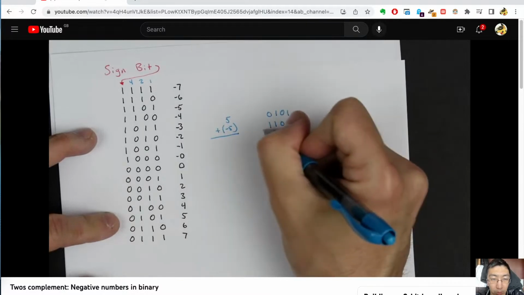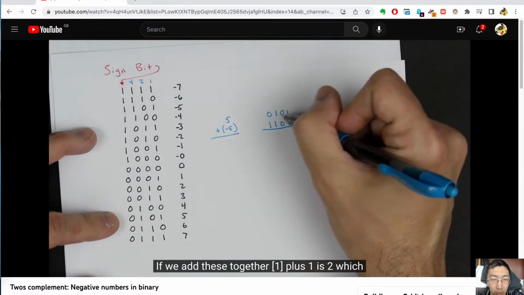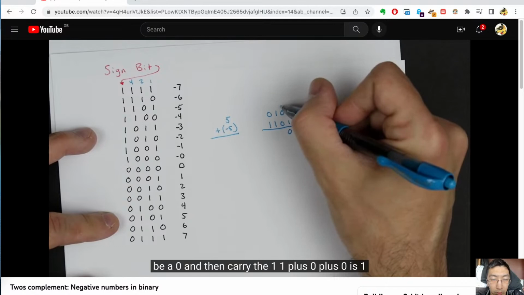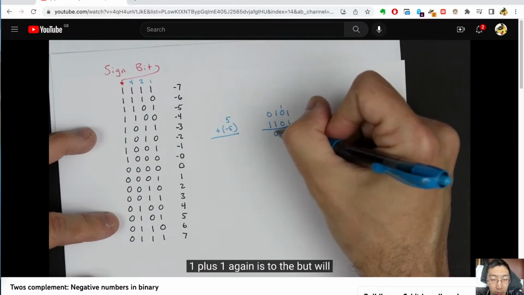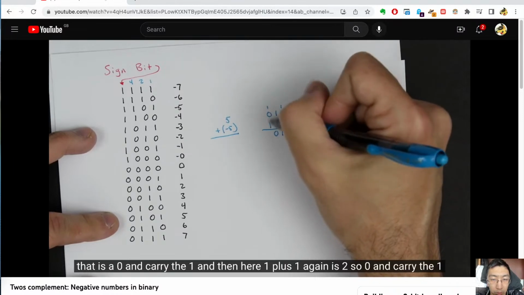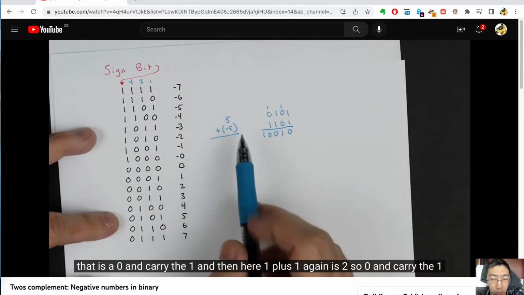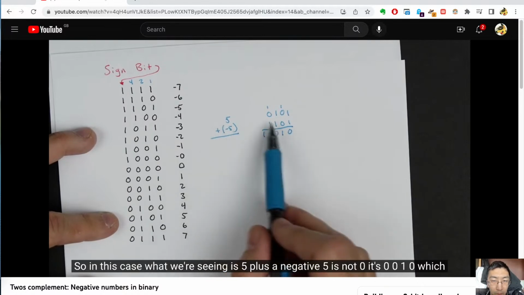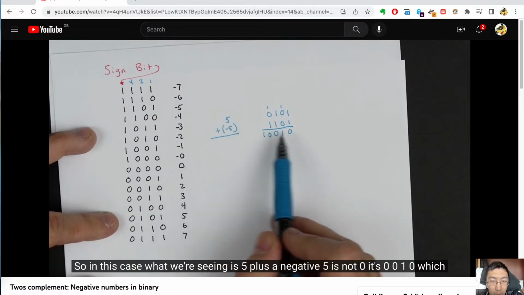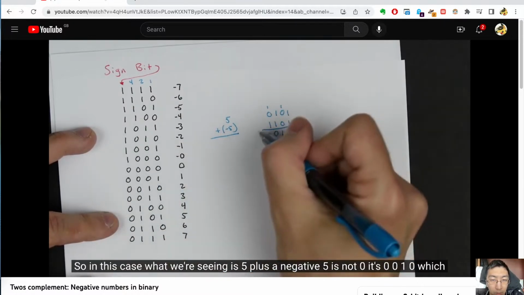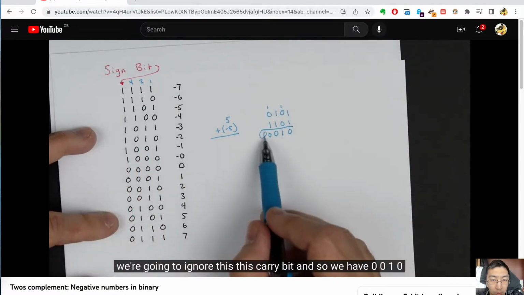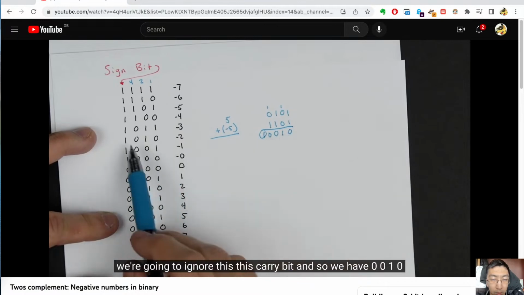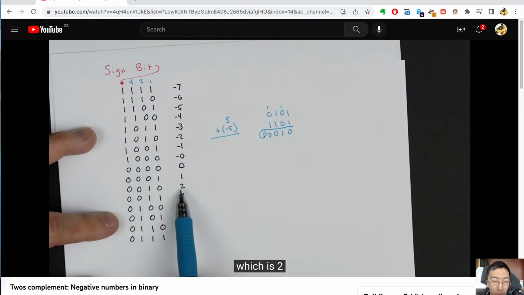If we add these together, 1 plus 1 is 2, which would be a 0 and then carry the 1. 1 plus 0 is 1. 1 plus 1 again is 2, but we'll put that as a 0 and carry the 1. And then here 1 plus 1 again is 2, so a 0 and carry the 1. So in this case, what we're seeing is 5 plus a negative 5 is not 0, it's 0, 0, 1, 0, and we have a carry. So we have a carry coming out of this bit that, if we're working with 4 bits, we're going to ignore. And so we have 0, 0, 1, 0, which is 2. So that's kind of weird.